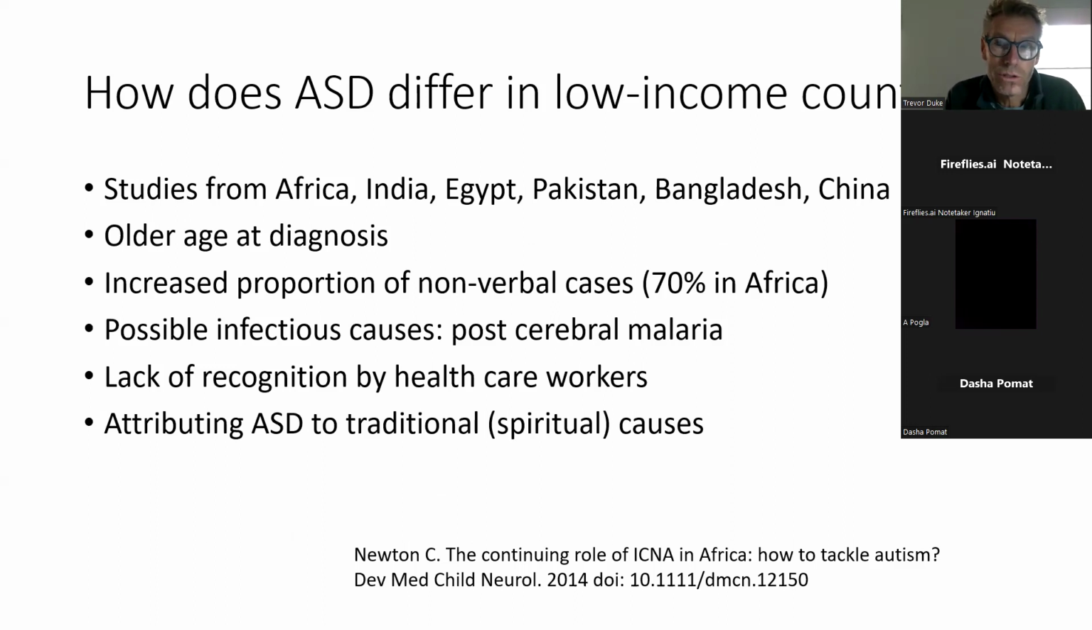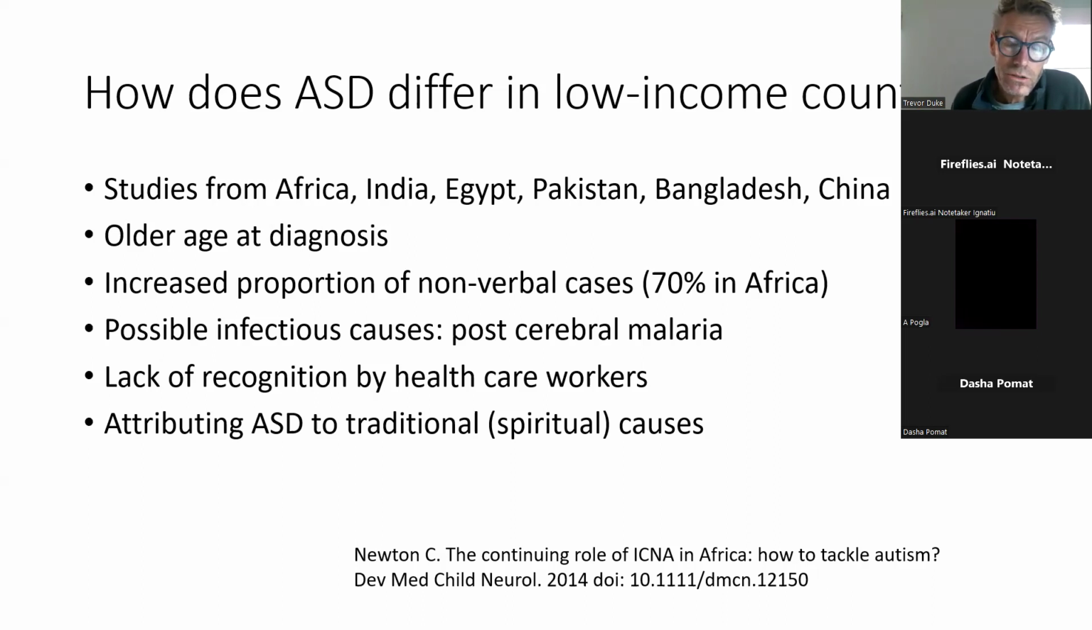Sometimes we imagine that autism is just a condition of Western countries, rich countries, but actually it's not. There have been some good studies done from Africa, from India, from Egypt, from Pakistan, Bangladesh, China, Taiwan, all looking at the frequency of autism and the features of autism, and it's very similar across the globe. There are some differences though. In lower income countries, in lower income settings, it appears that children are diagnosed at an older age, and I think that's probably because of delayed recognition, because there's not as much awareness of autism.